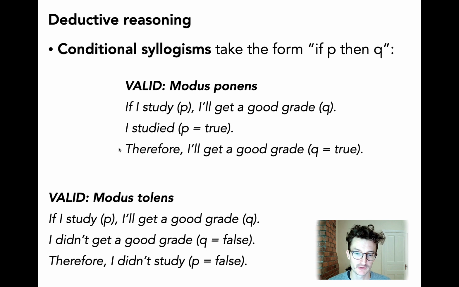The second is modus tollens. If I study, I'll get a good grade. Now, if Q is false, we can conclude with certainty that P is false. So you didn't get a good grade, therefore you didn't study. So this is the second form of the valid conditional syllogism.